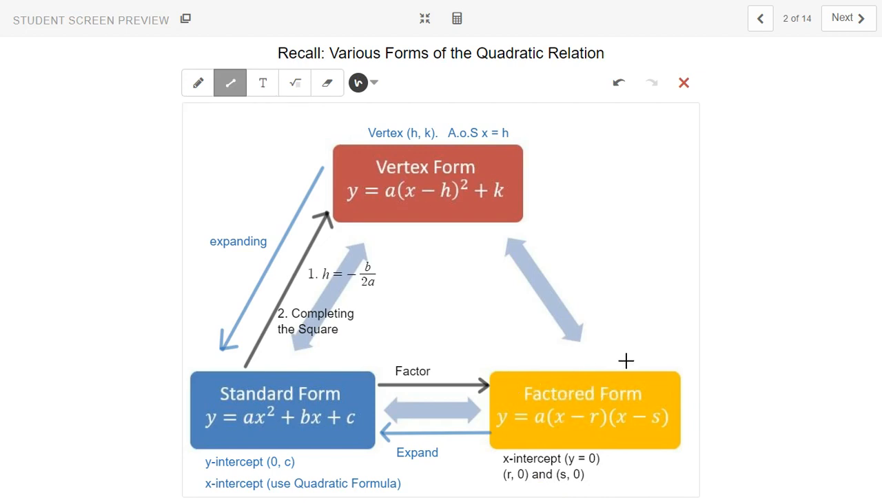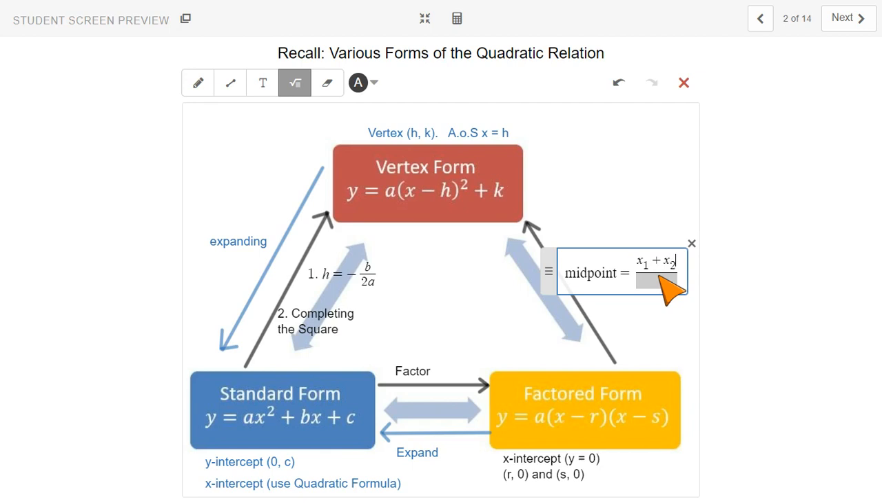For us to go from factored form to vertex form, we use the midpoint equation. We know the midpoint is equal to the x-intercepts added together and then divided by 2. Now throughout all of this, we have a, and a is the same in all the forms.